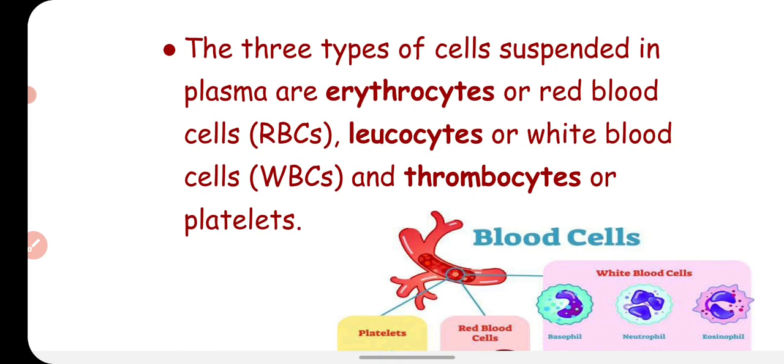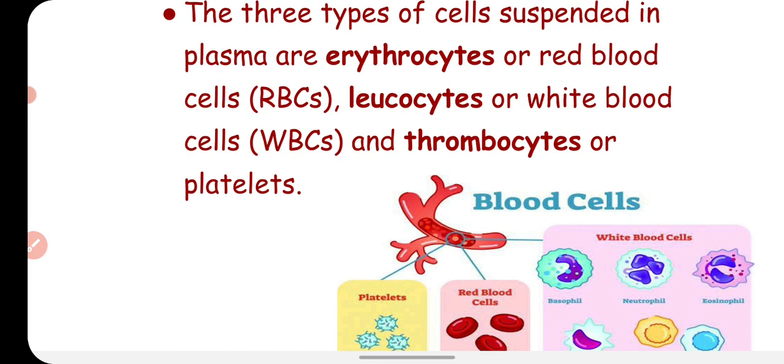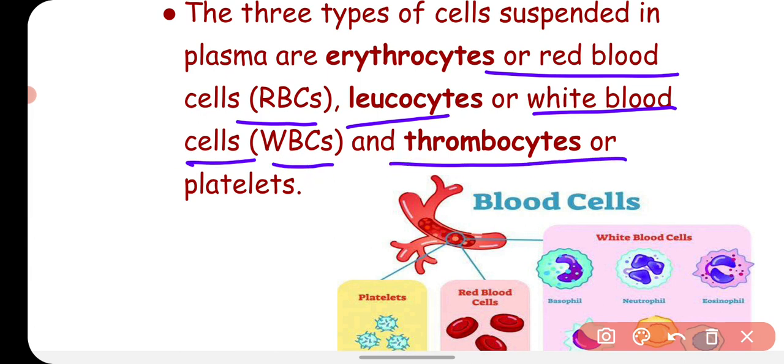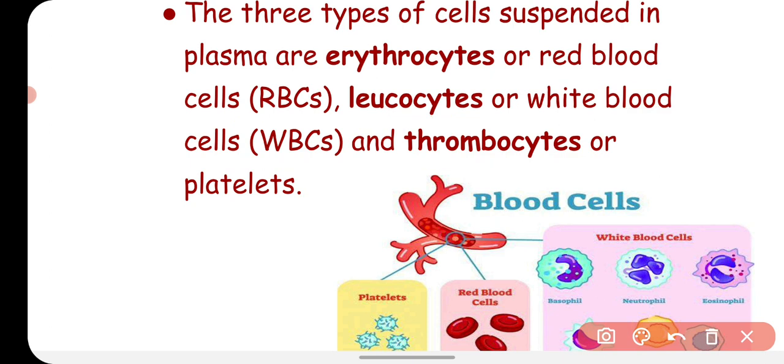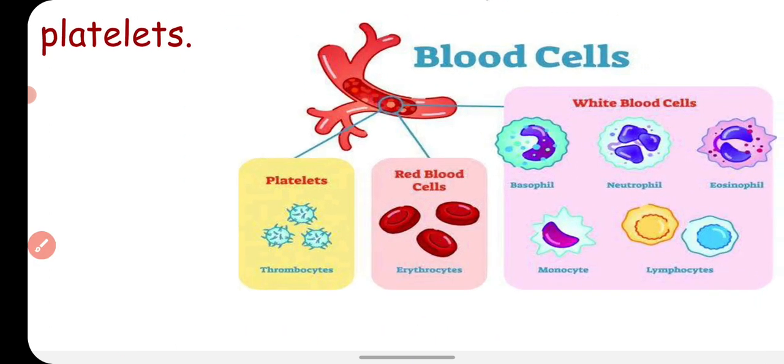Now we'll talk about the cells found in the blood. The three types of cells are erythrocytes, commonly known as red blood cells, RBCs; leukocytes, commonly called white blood cells, WBCs; and thrombocytes, commonly called platelets. Here you can see the types of cells found in the blood.